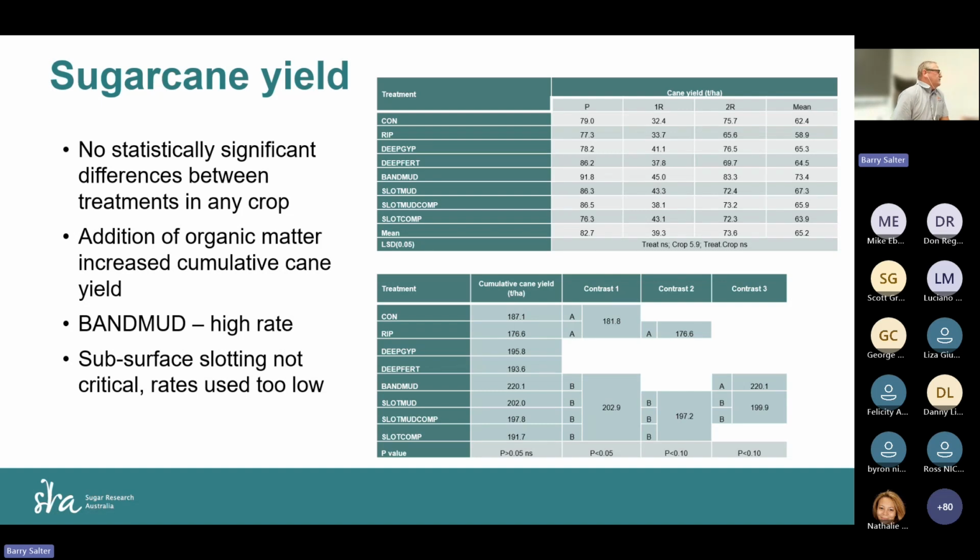And so I guess my conclusion from all of this was that, yes, adding organic matter into this system certainly provided a benefit, but slotting it into the subsurface probably didn't really show any particular benefit, just having some organic matter in the system. And it actually looked like the higher the rate of that organic matter, because our band mud treatment had the highest rate of product, was a good thing to be doing.